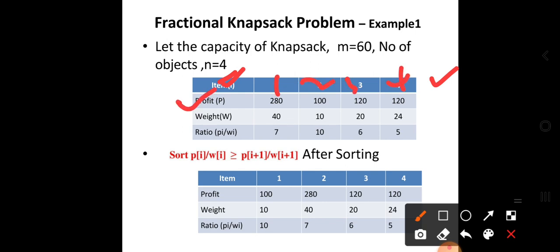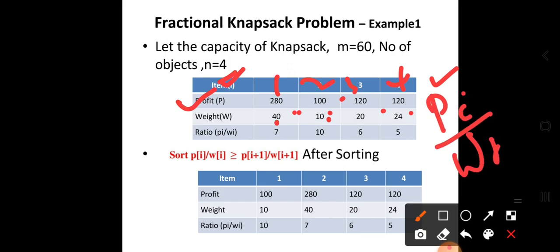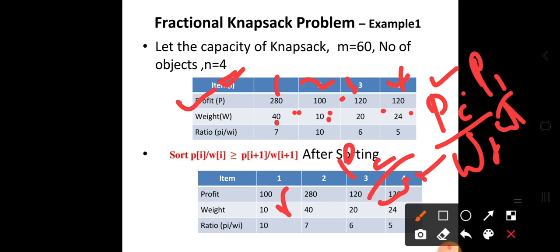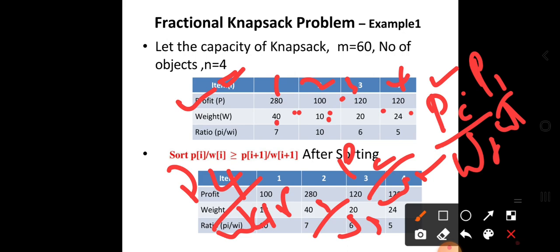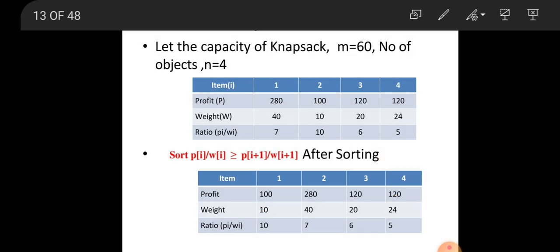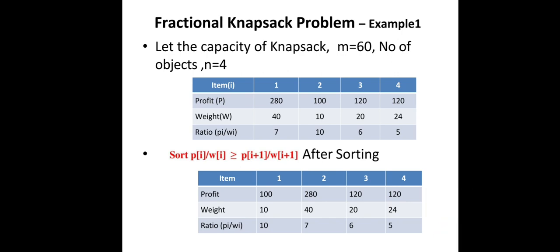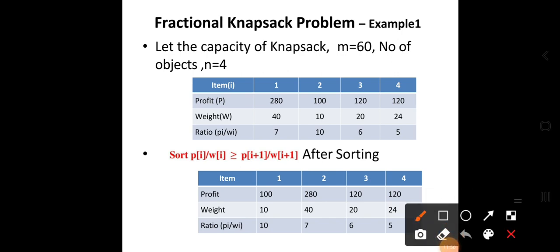Its profits are represented as 280, 100, 120, 120, and the corresponding weights of the objects are 40, 10, 20, 24. The ratio means profit by weight: first object P1 by W1, then P2 by W2, P3 by W3, then P4 by W4. Then we calculate that ratio, which is represented here. The next step is to sort this in decreasing order of the profit by weight ratio. Which one is the greatest? 10.